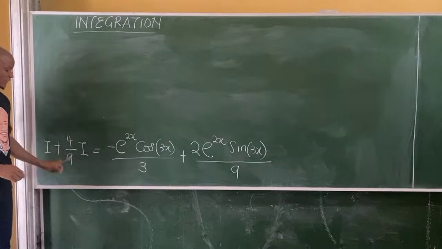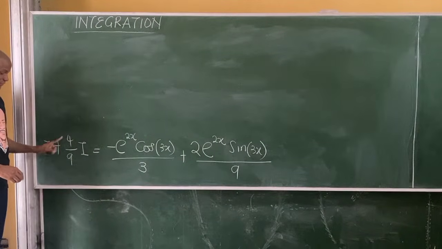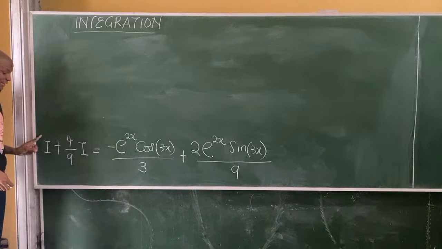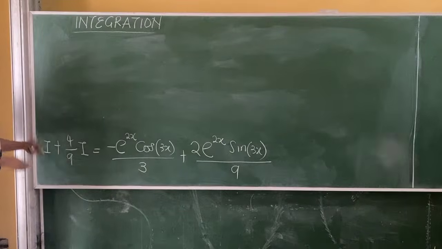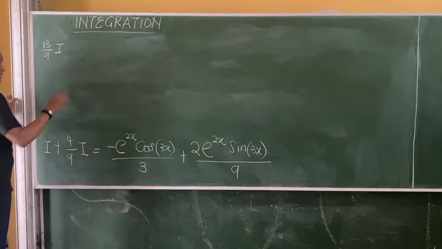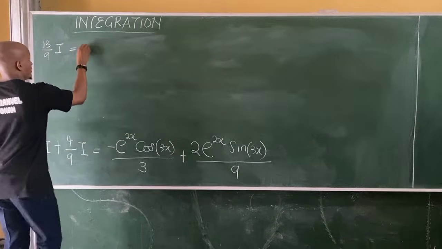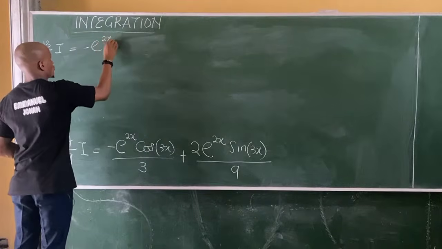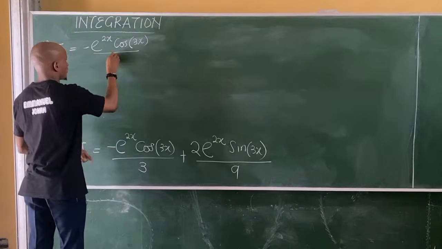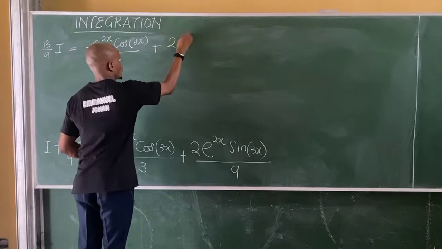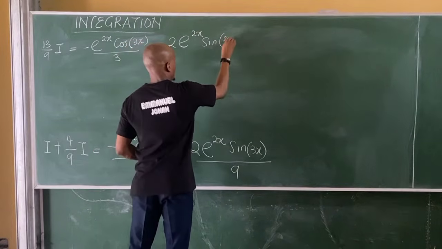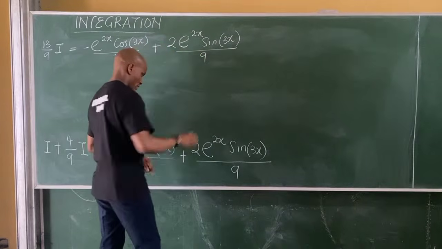So 1 plus 4 over 9, that's I plus 4 over 9I will be equal to, take coefficient. The coefficient of I here is 1. So 1 plus 4 over 9 gives 13 over 9. I'm having 13 over 9I is now equal to all of this: minus exponential 2x cos 3x all over 3 plus 2 exponential 2x sine 3x all over 9.